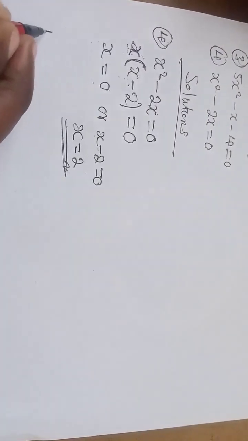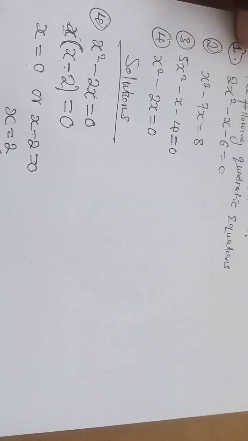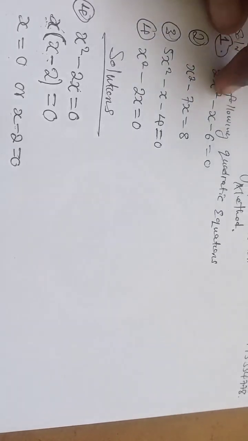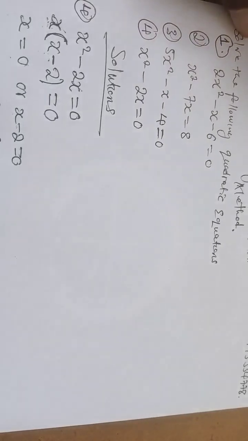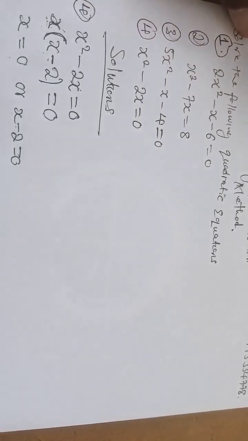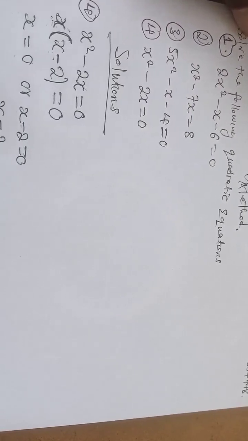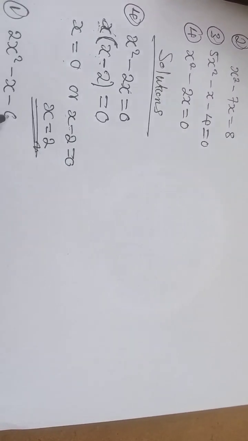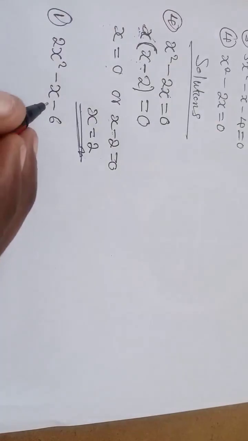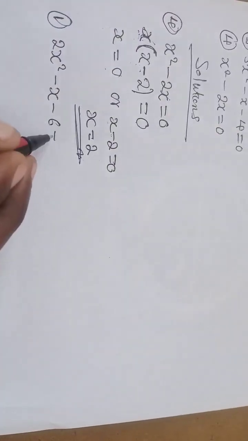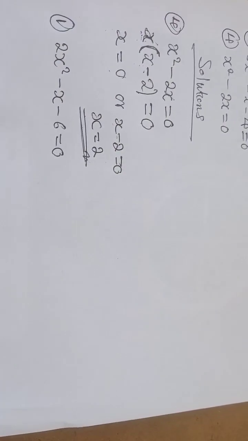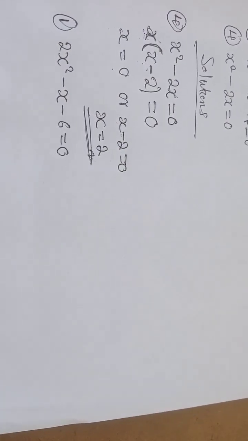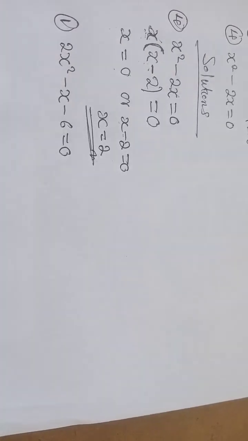Start with number 1. Okay, so on our number 1, we have this question here: 2x squared minus x minus 6 is equal to 0. So this is the question that we have on number 1. So how do we solve this one?